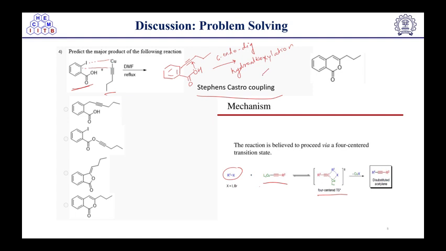So after this we will get this type of intermediate, and protonation will take place to give the corresponding product. So the correct answer is option number 4. Okay.